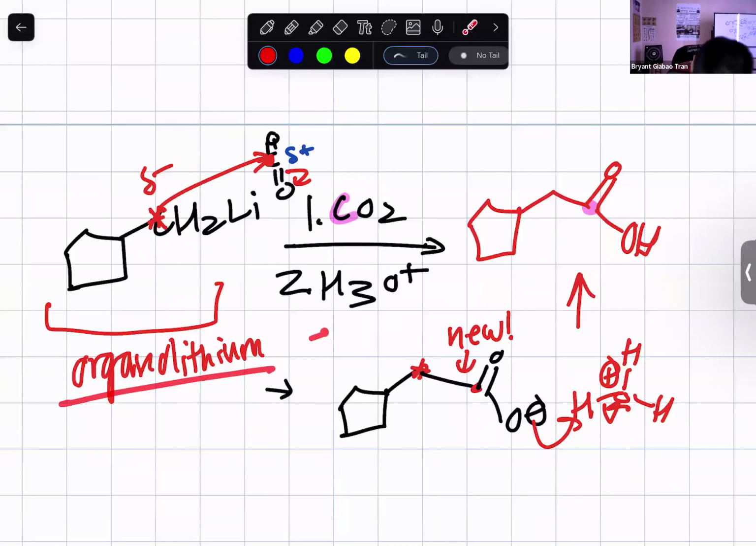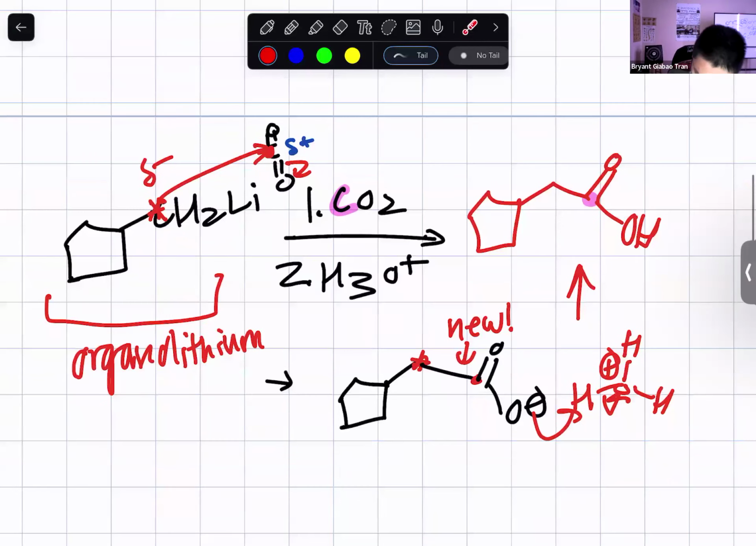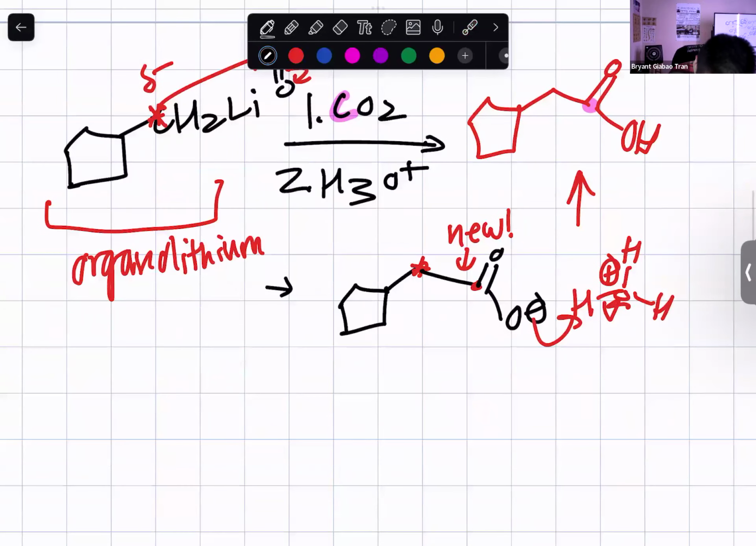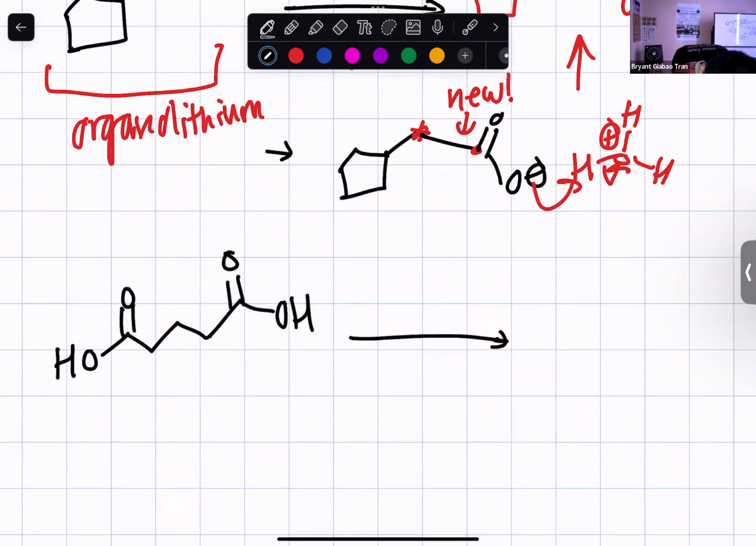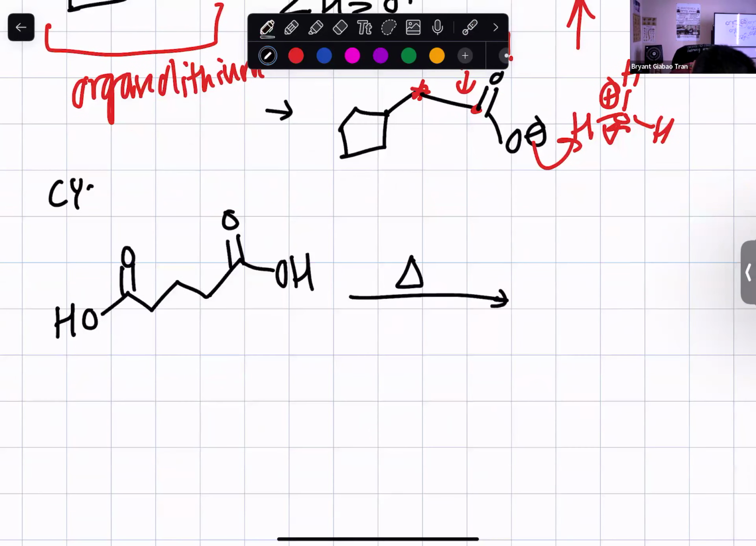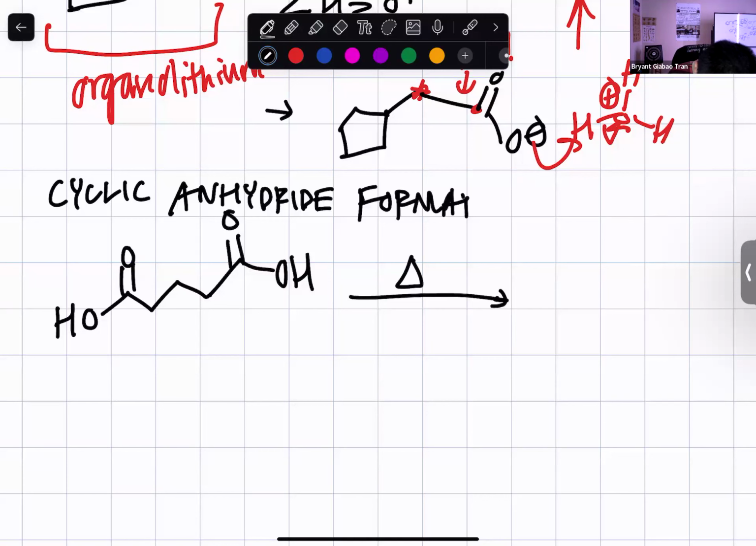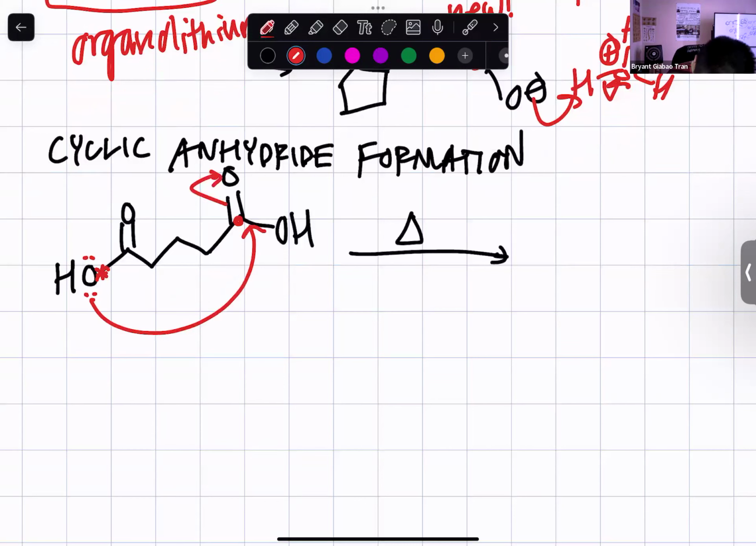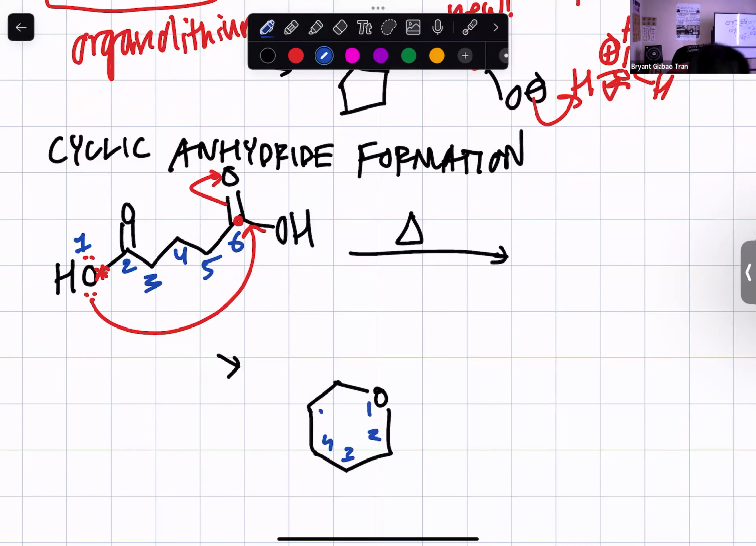And we are gonna react this with heat. When you see a dioic acid like this with heat, this is gonna be cyclic anhydride formation. Right, where this is gonna be the nucleophile, the starred oxygen, and this is gonna be the electrophile. We're gonna attack that, pop that up there, and we're gonna form a 1, 2, 3, 4, 5, 6-membered ring, right? Where this is gonna be 1, 2, 3, 4, 5, 6.